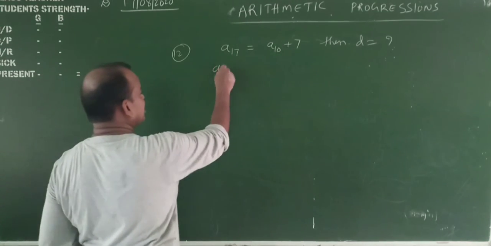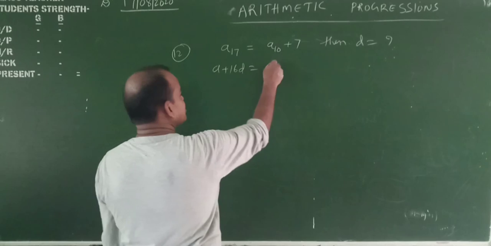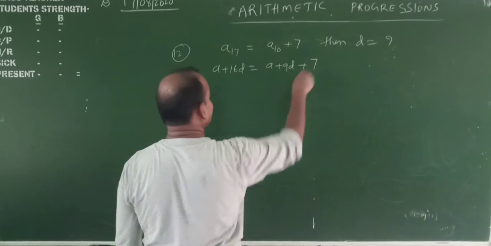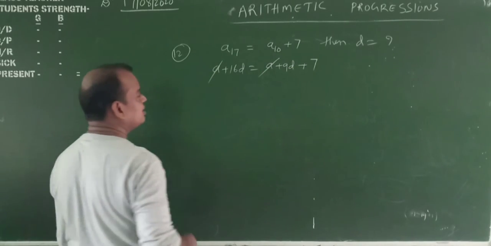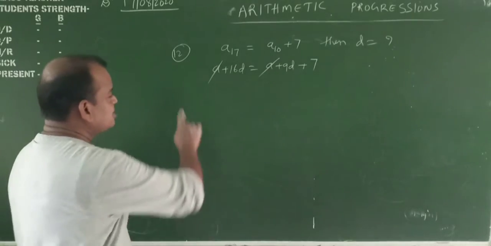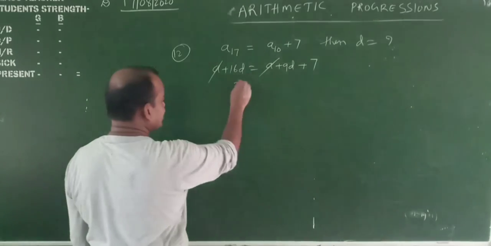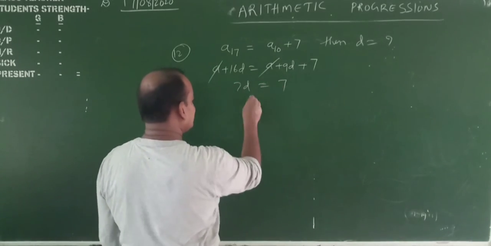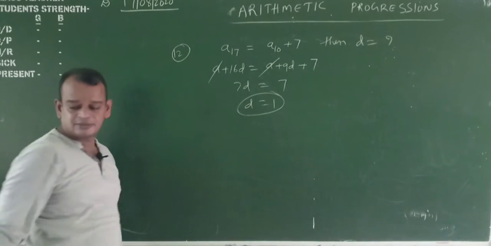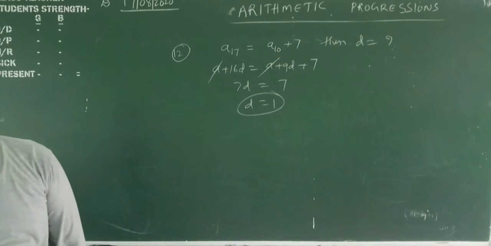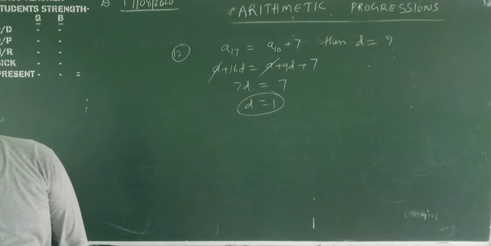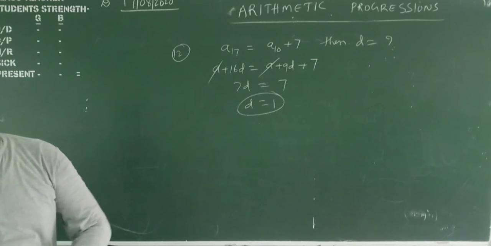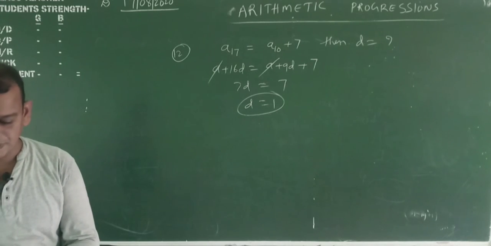The 17th term is A plus 16D. The 10th term plus 7 is A plus 9D plus 7. On both sides A cancels. Okay, my dear student. 16D minus 9D, 7D is equal to 7. D equals how much? 1. D is equal to 1. That is a very simple question, my dear students. Now, we are going to the next question.